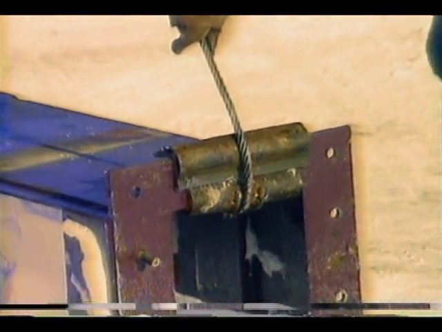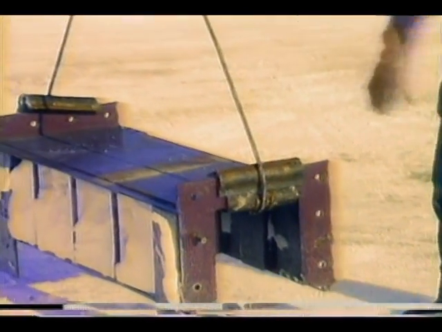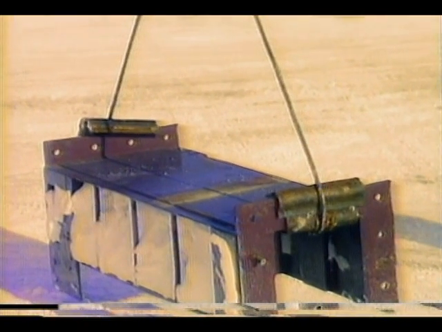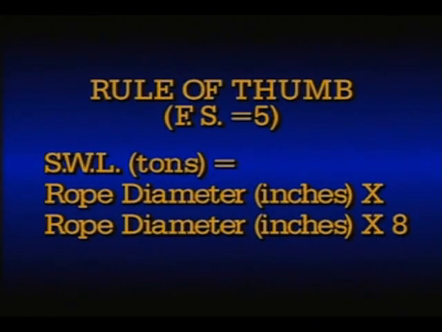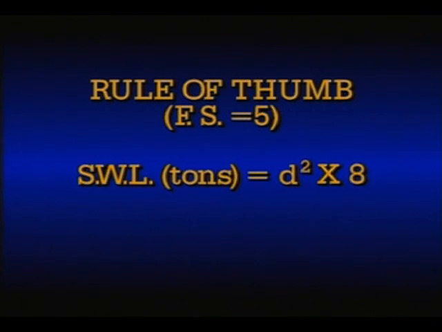If you don't know the safe working load of a wire rope, use the following rule of thumb to compute the safe working load in tons. For a factor of safety of 5, the safe working load in tons equals rope diameter in inches times itself times 8. Or in other words, safe working load in tons equals d squared times 8.